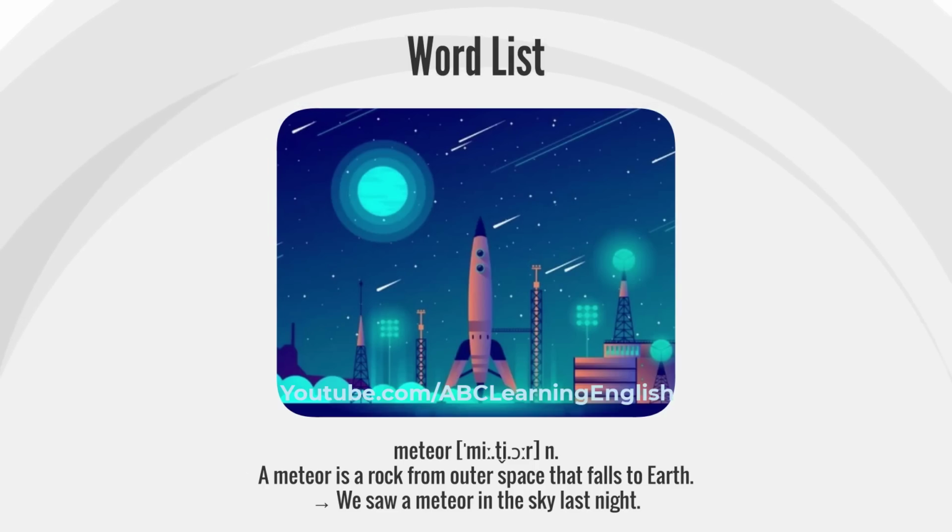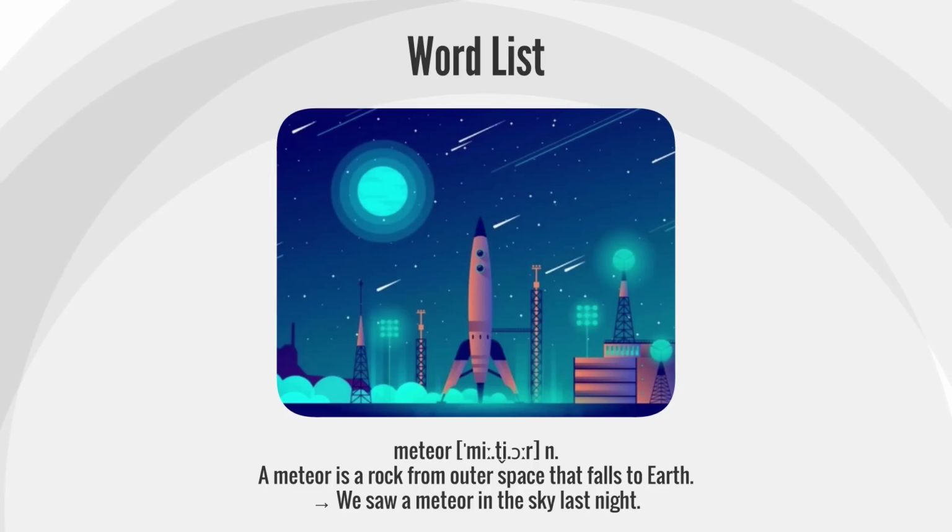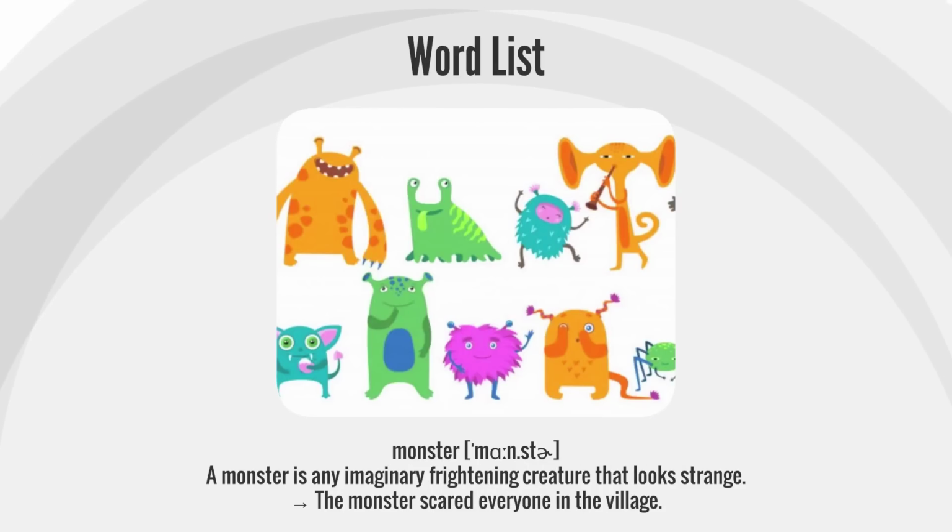Meteor. A meteor is a rock from outer space that falls to Earth. We saw a meteor in the sky last night. Monster. A monster is any imaginary frightening creature that looks strange. The monster scared everyone in the village.